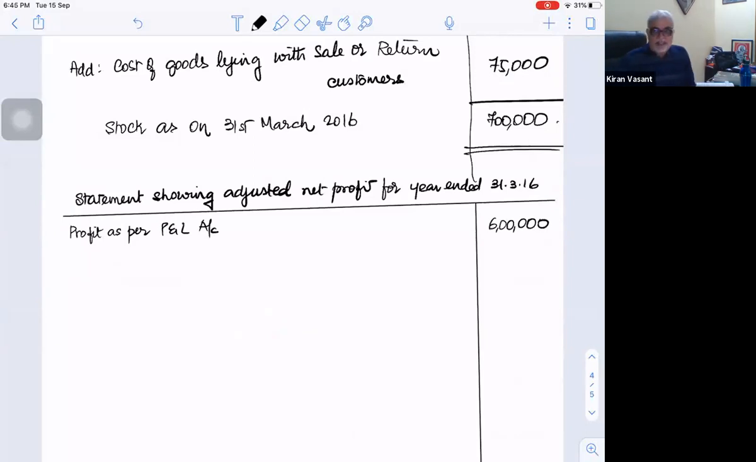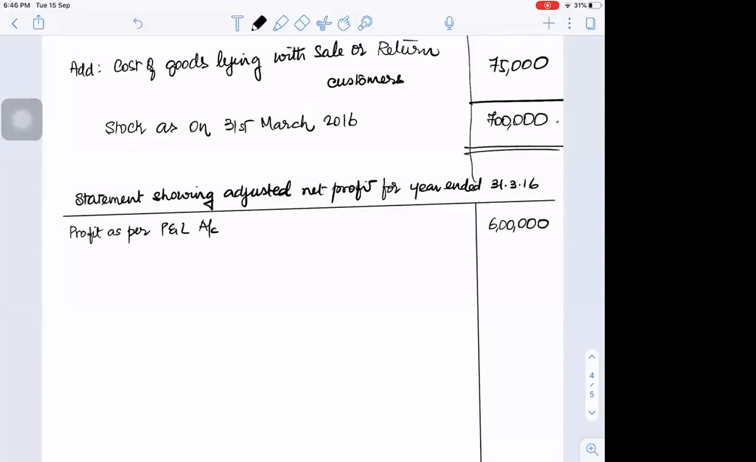Profit as per profit and loss given is 6 lakhs. Now we will go through each item and understand its effect on the profit. But before I do that, please make sure that you understand opening stock decreases the profit. Closing stock increases the profit. Did you understand that point?